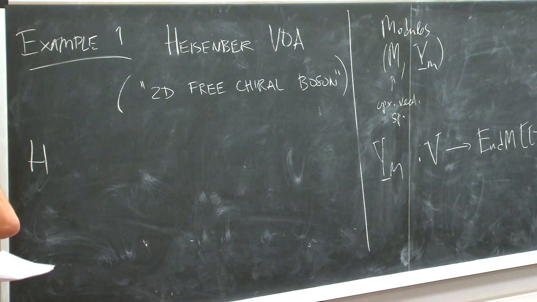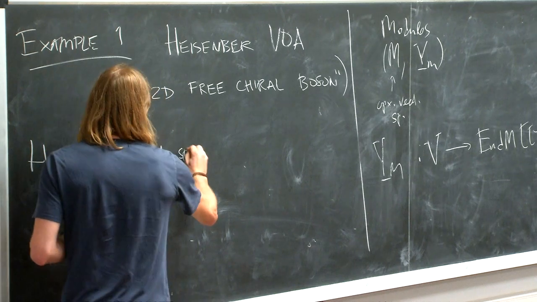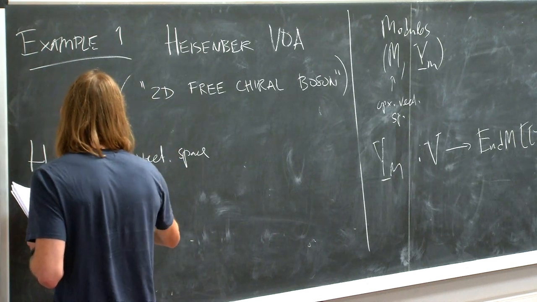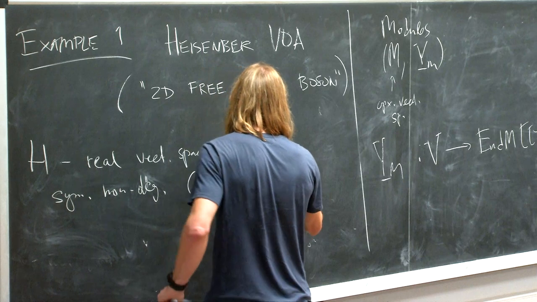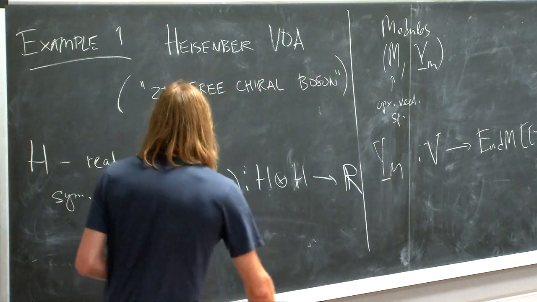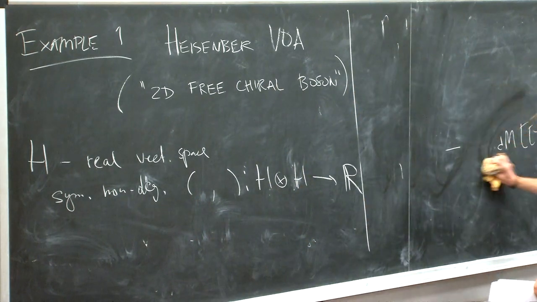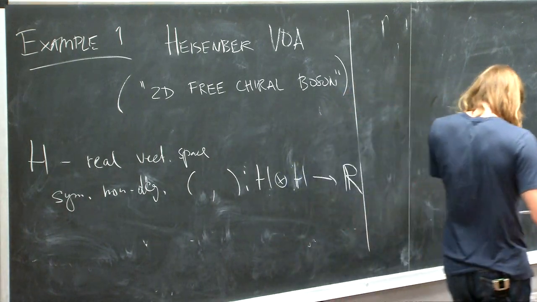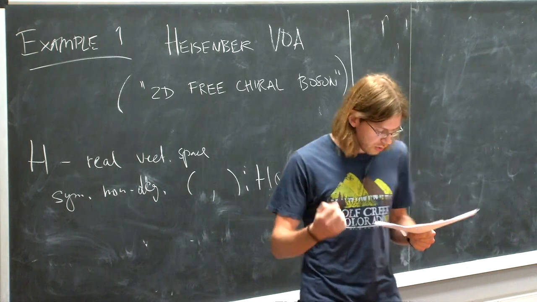So in order to produce it, we want to start with H, some real vector space, equipped with a symmetric, non-degenerate pairing, which is real valued. And then from this data, one can define the Heisenberg algebra, which already appeared yesterday in Nakajima's work, and it also appeared in the context of the Hilbert scheme of points, which will also be relevant later for us.